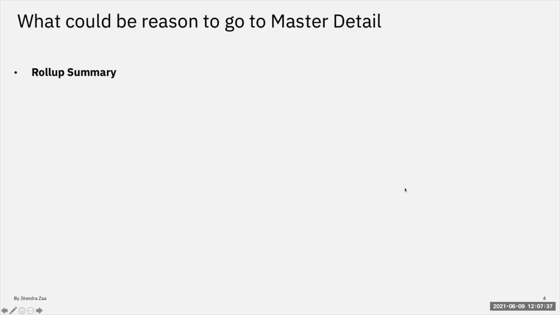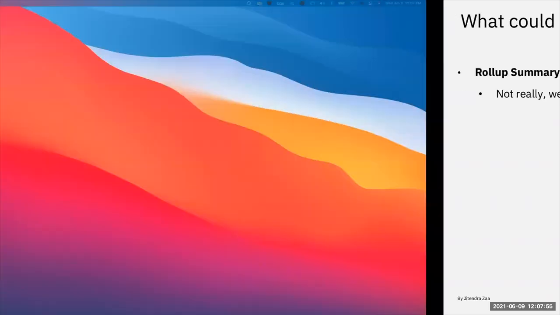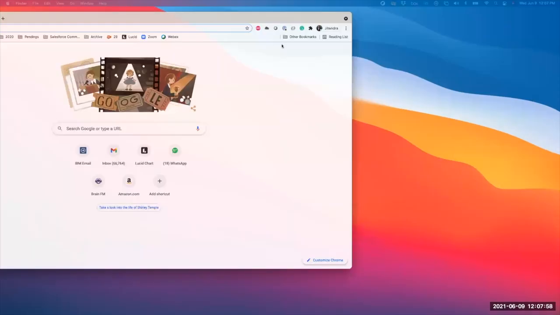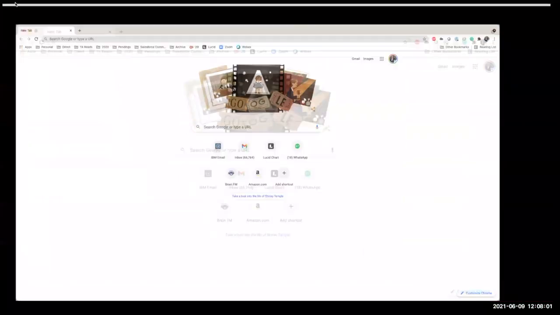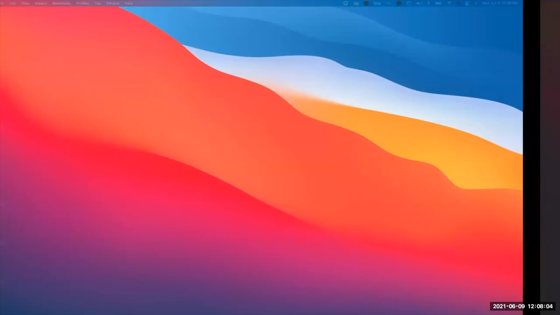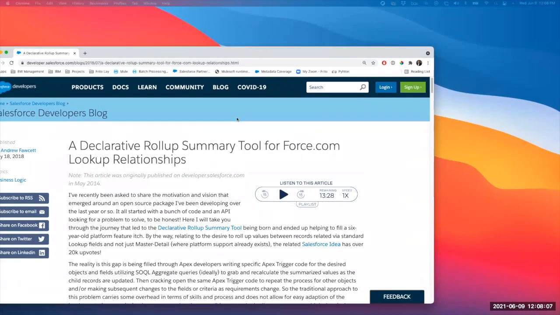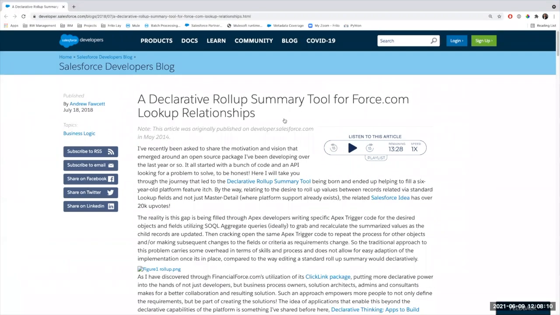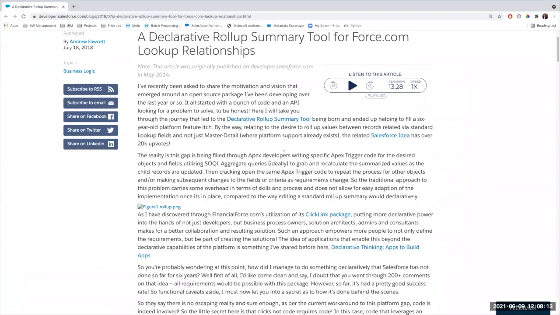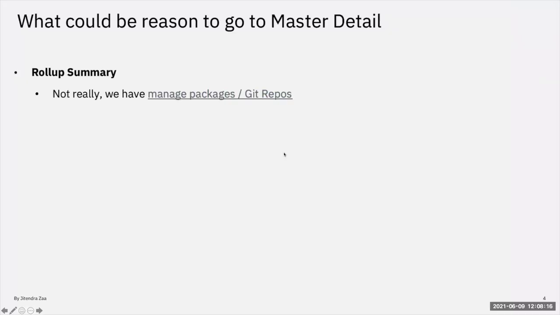First is roll-up summary. If we are deciding that we need a master detail relationship just because we need some roll-up, in my opinion, that's not really the right decision. Why? Because there are n number of solutions that we have in the market, like this Git repository. Let me show you. Okay. So there is a Git repository, something like this. There is also an official Salesforce documentation blog that they have, the declarative roll-up summary tool and everything. So just roll-up summary, in my point of view, should not be the decision to go for the master detail relationship.